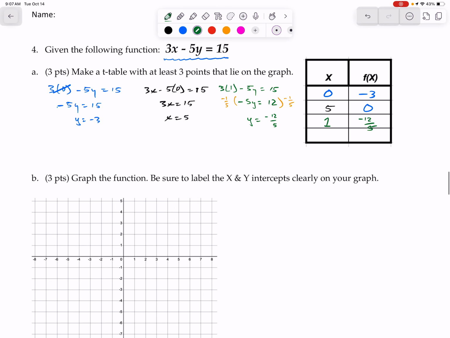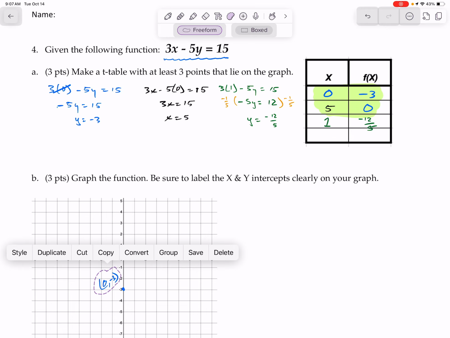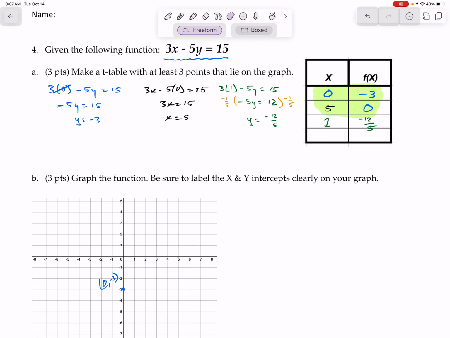The super easy part about these first two is that's all I really need to graph. So I'm going to take 0, negative 3 there. That might be in my way when I start to draw my line, so I'm going to move that up. And 5, 0 here. And that's my line, so I'm going to attempt to eyeball this line. There we go. And this is 5, 0.